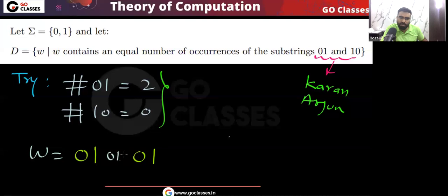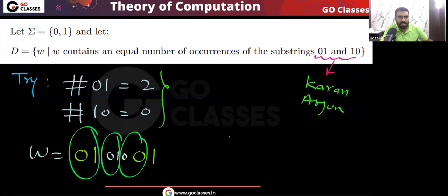Let me put it. Now you also got 1 0, you got 2 1 0. And how many 0 1 do you have? You got 3 0 1. Okay, is this clear? Understand?